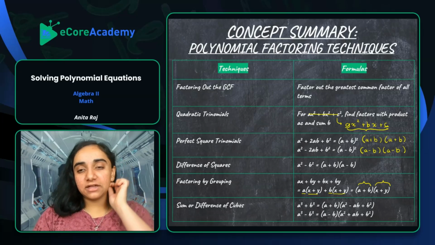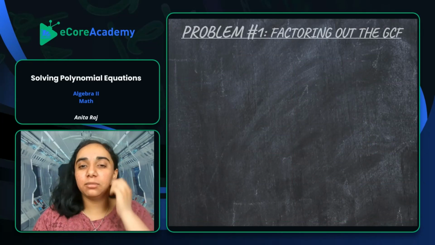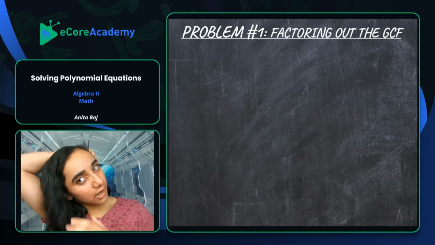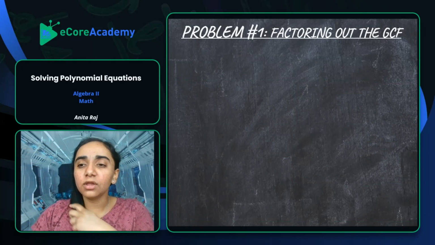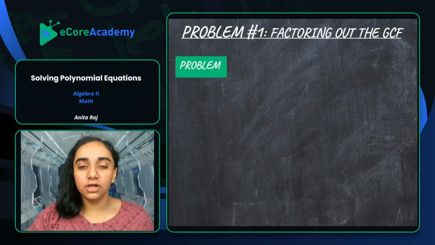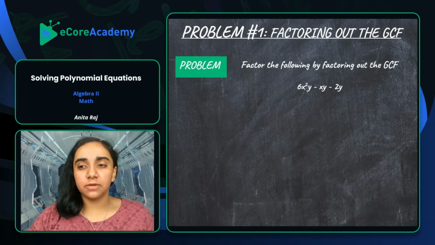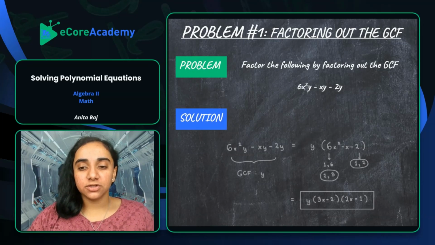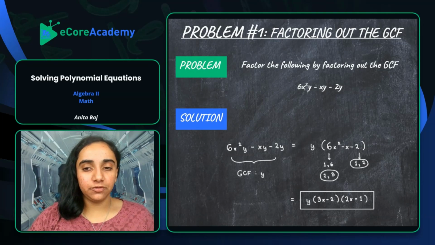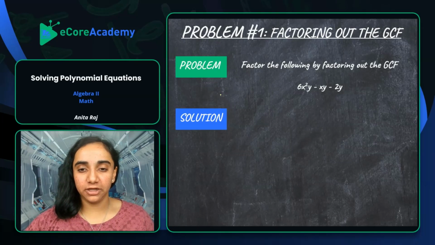Okay. Now that that's out of the way, let's get right into the problems. So problem number 1 is factoring out the GCF. This one's not going to be too difficult. So here's the problem. Factor the following by factoring out the GCF. So here's your solution already pre-written for you. I'm going to go through the problem again with you pretty quickly.